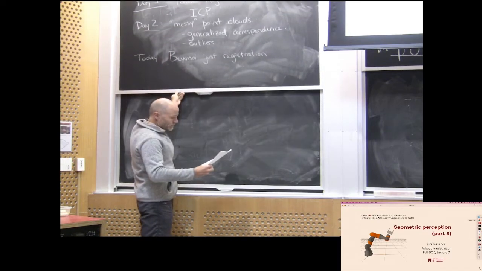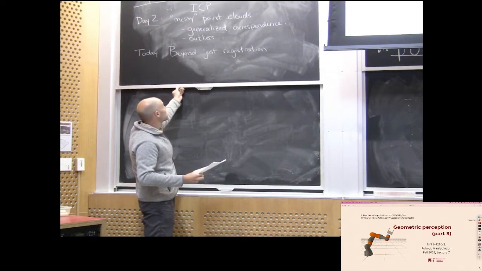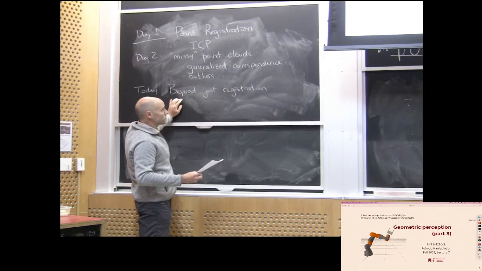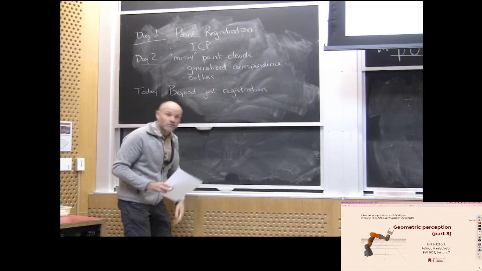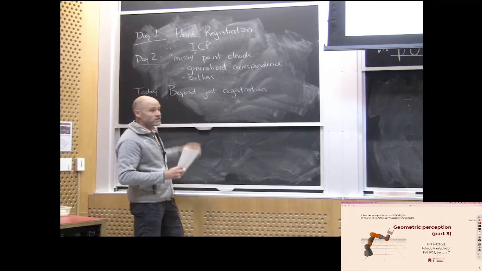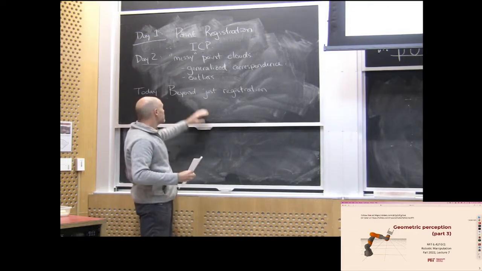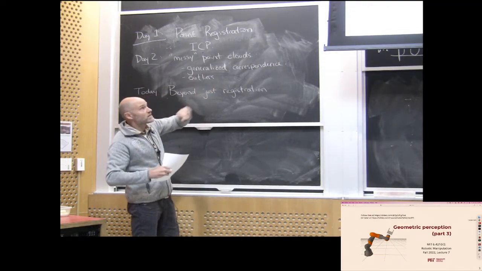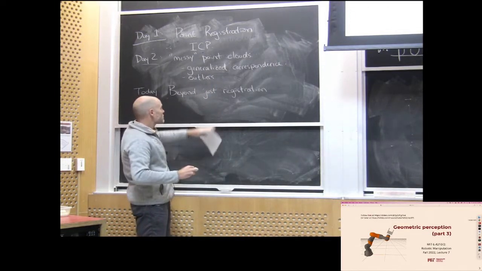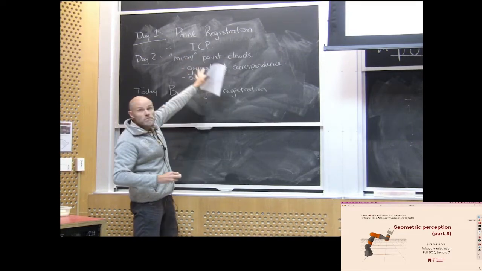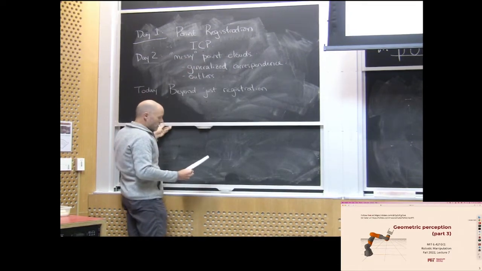I can start with that, and this is still in the context of geometric perception. Unfortunately, there's a lot to perception that's beyond geometry too. But even in the landscape of geometry, I think there are things that are missing from our basic algorithms, and I want to start talking about them today.